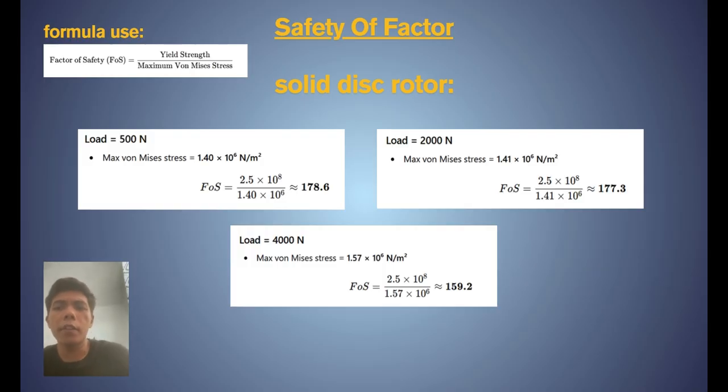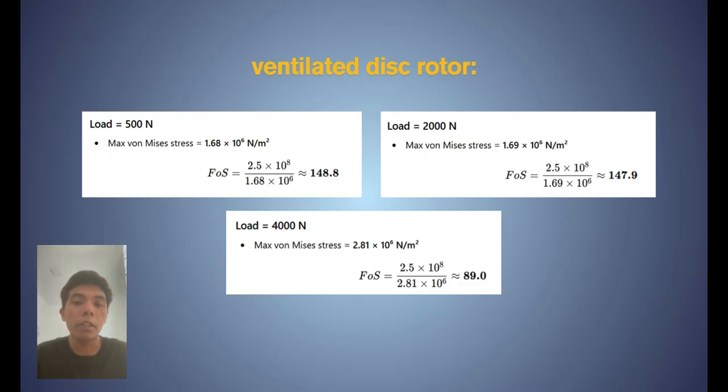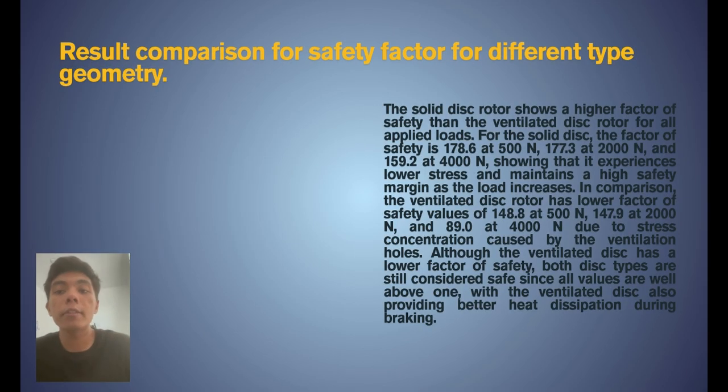The formula that we use to calculate the safety factor is yield strength over maximum von Mises stress. As you can see, this is the calculation of the safety factor for the solid disc rotor. We have calculated every load included in this experiment. Using the formula, we obtained the safety factor for 500 Newton load, 2000 Newton load and 4000 Newton load. We also calculated the safety factor for the ventilated disc rotor on every different load. Using the formula, we found the safety factors for 500 Newton, 2000 Newton and 4000 Newton. So, let's compare the results for safety factor for different types of geometry.